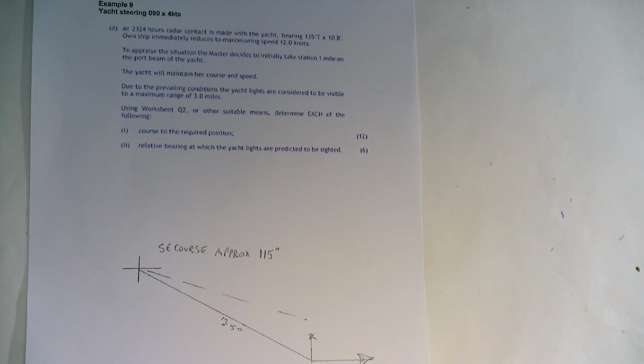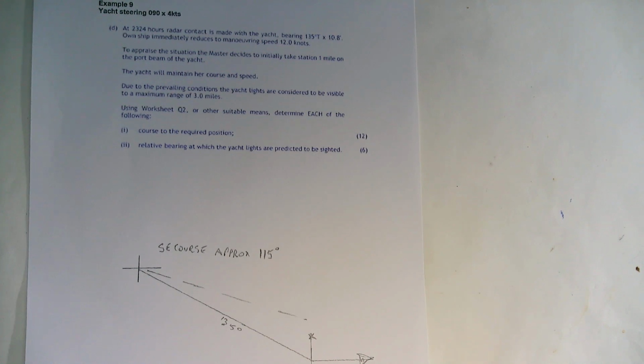To appraise the situation, the master decides to initially take station 1 mile on the port beam of the yacht. The yacht will of course maintain course and speed. Due to the prevailing conditions, the yacht lights are considered to be visible 3 miles. So we need to calculate, using a worksheet, the required course that we need to go on and the relative bearing of the yacht when it's first sighted.